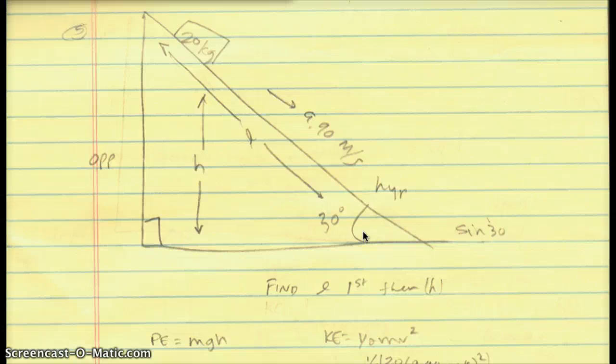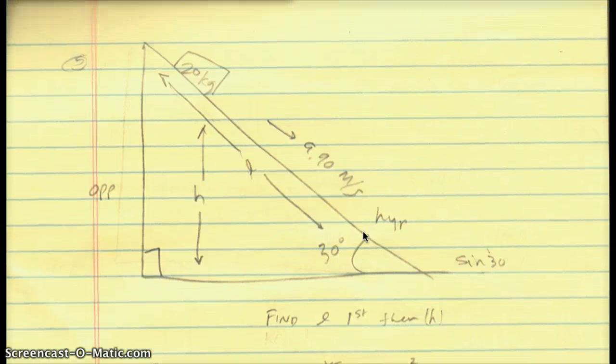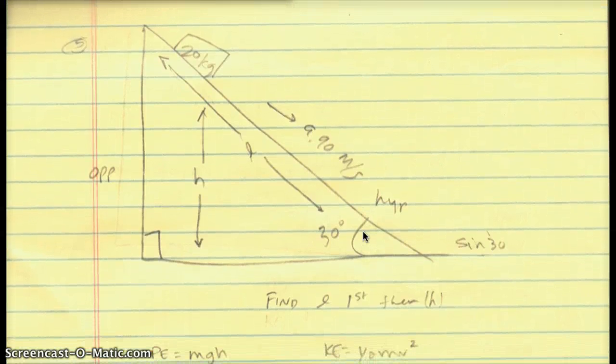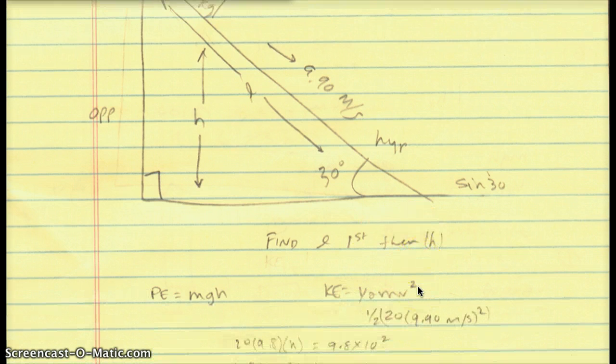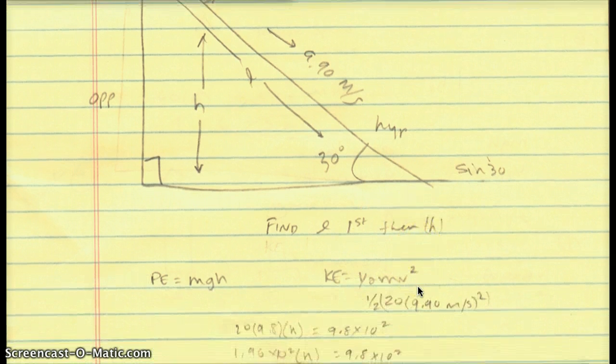First, we're finding height, so we need to think of a formula we can use for height. You probably already saw it: potential energy equals mass times gravitational acceleration multiplied by height, and for velocity we can use kinetic energy equals half times mass times velocity squared. So we can plug this in.